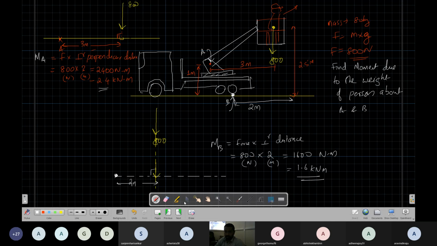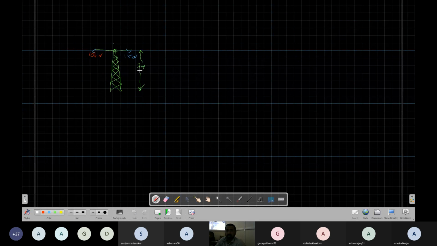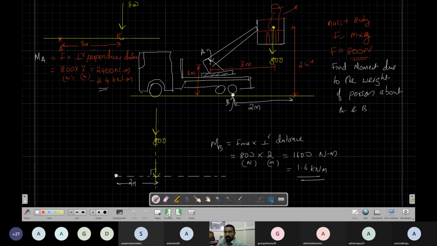Right. Now you can try this at home. There is an electric transmission tower. A wire is connected to it. The wire is pulling in this direction with 15 kilonewton, and this wire is pulling in this direction with 10 kilonewton. Find the moment due to these two forces at A. There is a new concept involved here, which we will do in the next class. Any doubts here?